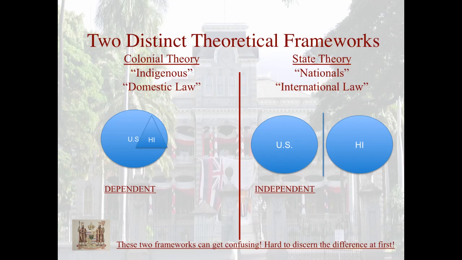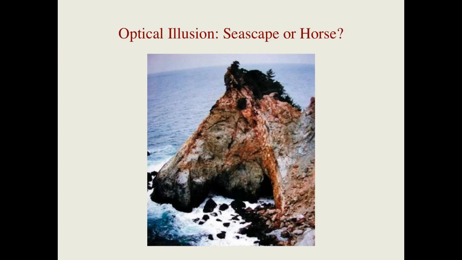I said, get confusing, and it's like an optical illusion. Okay, so if you look at this picture here, what do you see? Do you see a seascape or do you see a horse? Again, state theory or colonial theory, if you're not really looking at it completely, you could see one thing or the other thing, right? If you look at Hawaii, you could say it's colonized, when in fact, it's not colonized, it's a nation state, or vice versa. So you really have to look carefully, okay? I hope everybody can see both seascape and horse, okay?